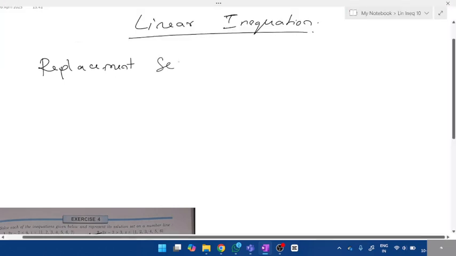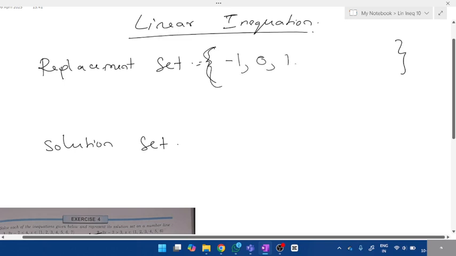Next, replacement set, solution set. Replacement set is nothing but the parent set or the main set. For example, I'll write minus 1, 0, 1, 2, 3, 4. Even in questions, they'll give you one set like this, a main set. That set we call the replacement set. The replacement set is the main set, and they'll give you an equation like x plus 5 is greater than 7.